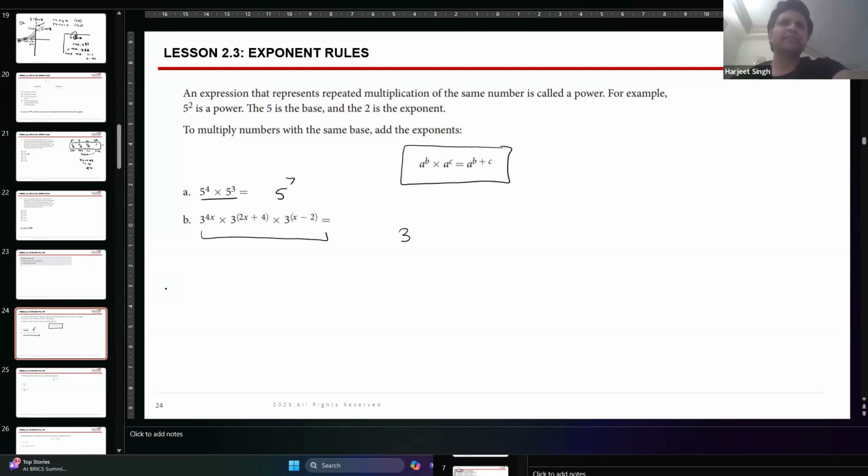3 is common, right? The base. So start adding up the exponents: 4x plus 2x is 6x, plus 2, 4 plus x minus 2. Correct?